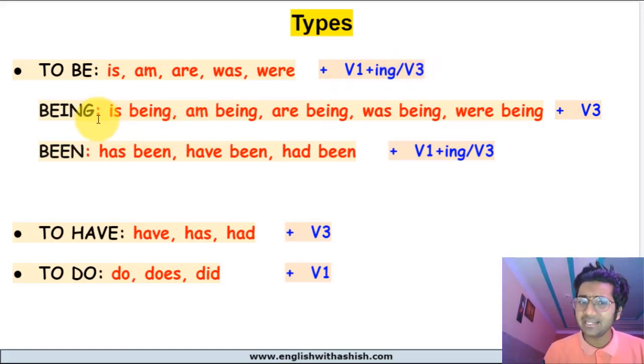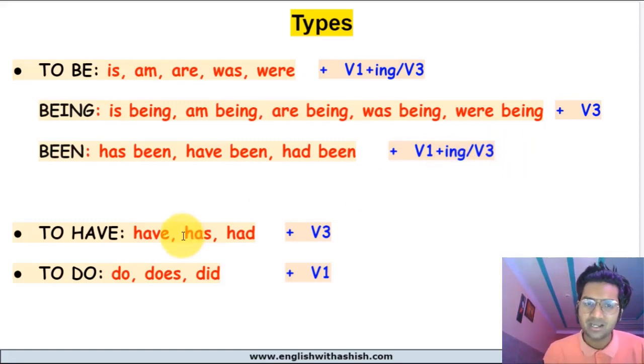Okay, being: is being, am being, are being, was being, and were being. And when these verbs function as a helping verb in a sentence, these are followed by the past participle, the third form of the verb. Okay, been: has been, have been, and had been. When these verbs function as a helping verb, they're followed by either the present participle or the past participle. We'll take sufficient examples to understand these, right?